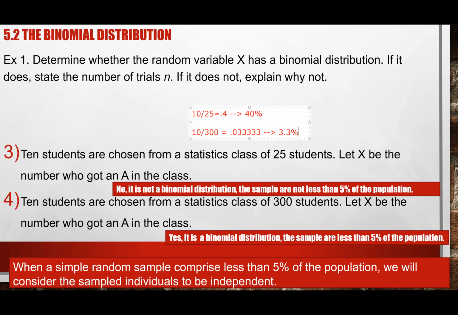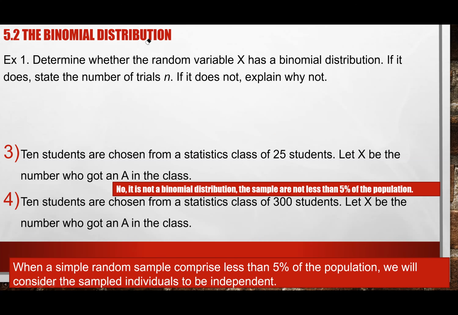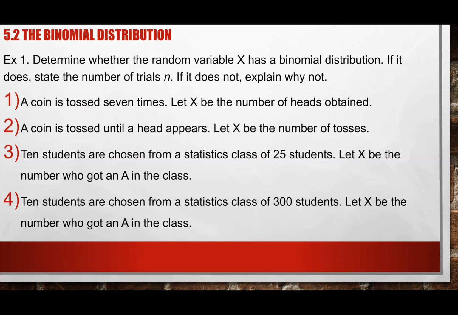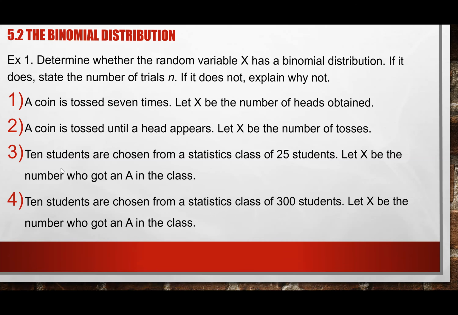So in the nature of this particular item, if you take a random sample and this random sample is less than 5% of the population, then we consider that this is a binomial distribution. If it's not, then we say it's not a binomial distribution. Okay, so that's the only thing you need to consider for this item. But for most of the items that we have, you have to ask yourself, do they fit this criteria?